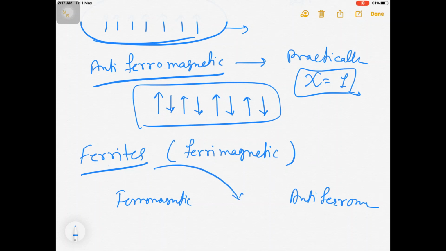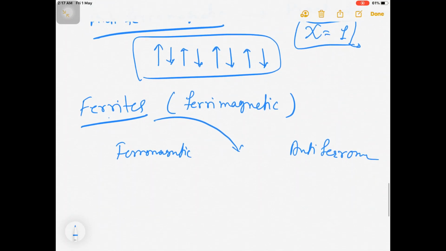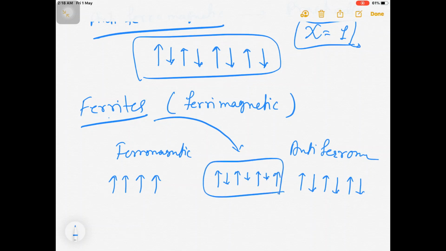So what does it mean that ferrite exists between the ferromagnetic and antiferromagnetic? Because for ferromagnetic, all the domains have a tendency to align in the same direction. For antiferromagnetism, domains align in such a direction that net magnetic moment gets cancelled out. But for ferrite, they align opposite in direction as well, but they have less intensity in one direction, so there will be a non-zero magnetic moment.